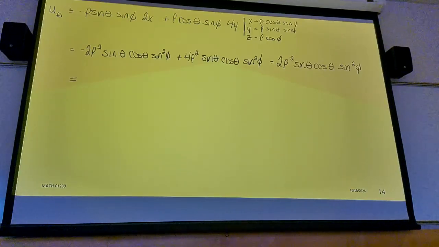Is it rho squared sine 2 theta sine squared phi?